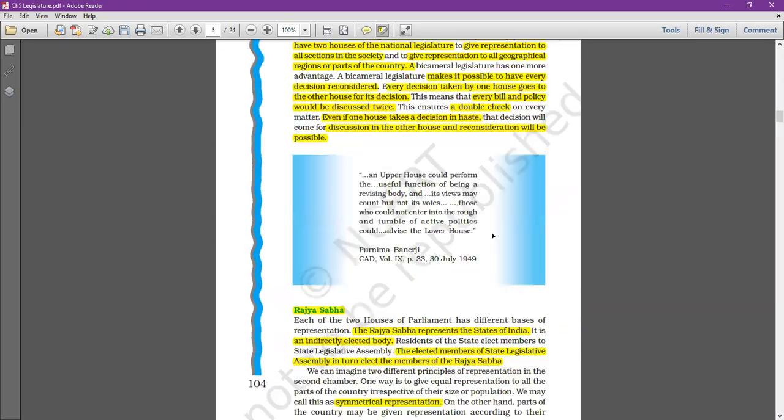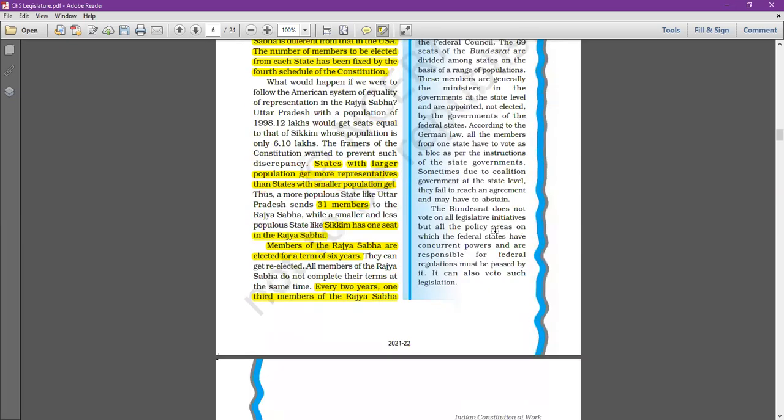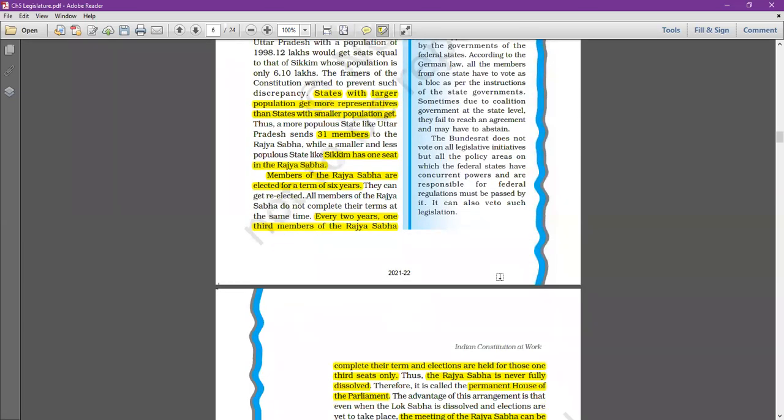In our next topic, we're going to discuss the bicameralism in Germany and Lok Sabha. That's what we're going to discuss in our next class, everyone.